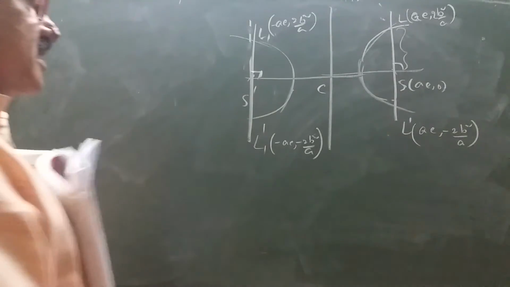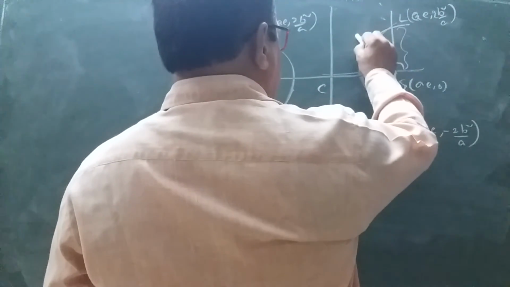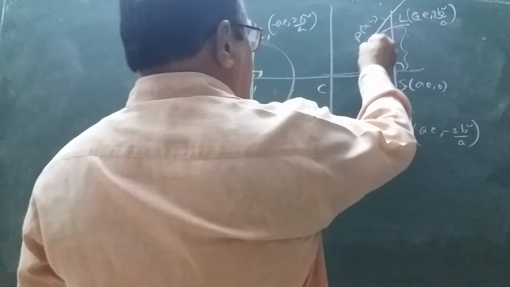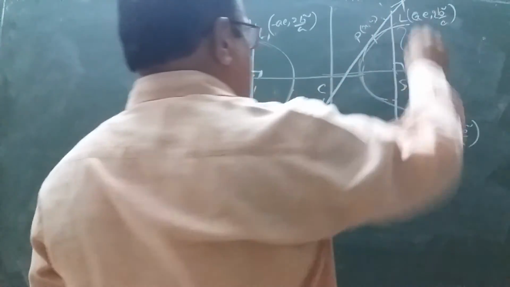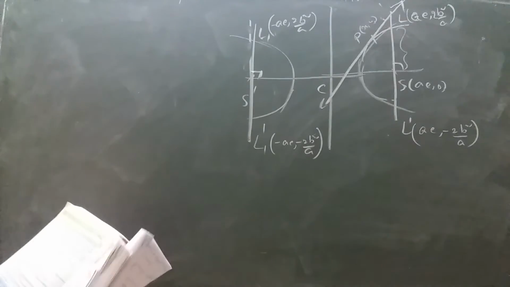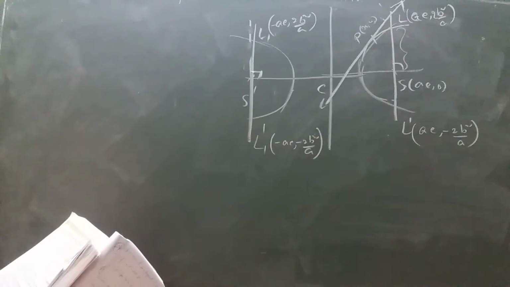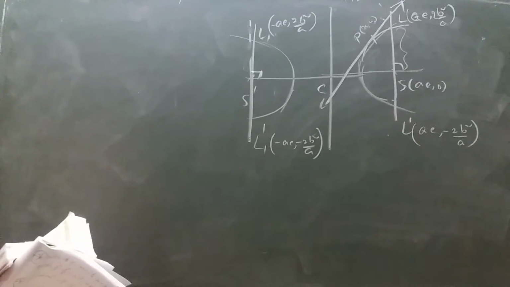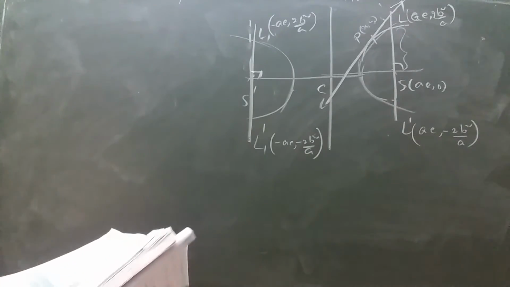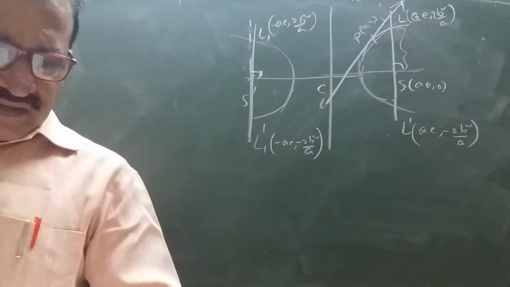The equation of tangent at any point, suppose P is a point x1, y1. If we draw a tangent to the hyperbola, then the equation of tangent at P is S1 is equal to 0. Equation of tangent may be taken as S1 is equal to 0.